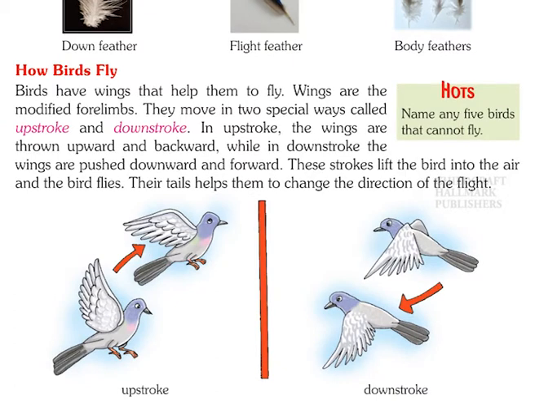How birds fly. Birds have wings that help them to fly. Wings are the modified forelimbs. They move in 2 special ways called upstroke and downstroke. In upstroke, the wings are thrown upward and backward, while in downstroke, the wings are pushed downward and forward. These strokes lift the bird into the air and the bird flies. Their tails help them to change the direction of the flight.